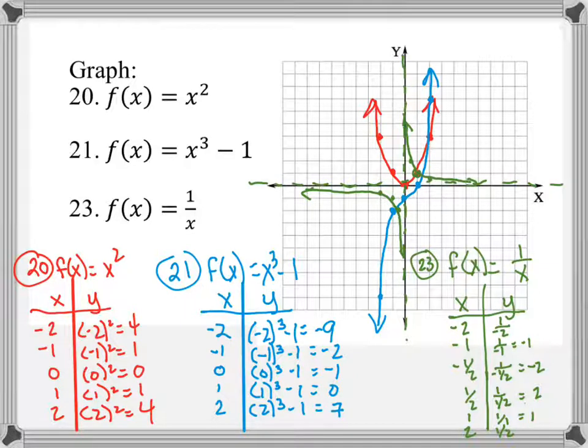And then when I draw them in, I have 2 branches, and they both approach the x-axis and the y-axis, but they would never actually touch them. So those are my graphs. Those are some common parent functions. X cubed minus 1 is a parent function that is shifted. We'll learn more about the transformations in the next section.